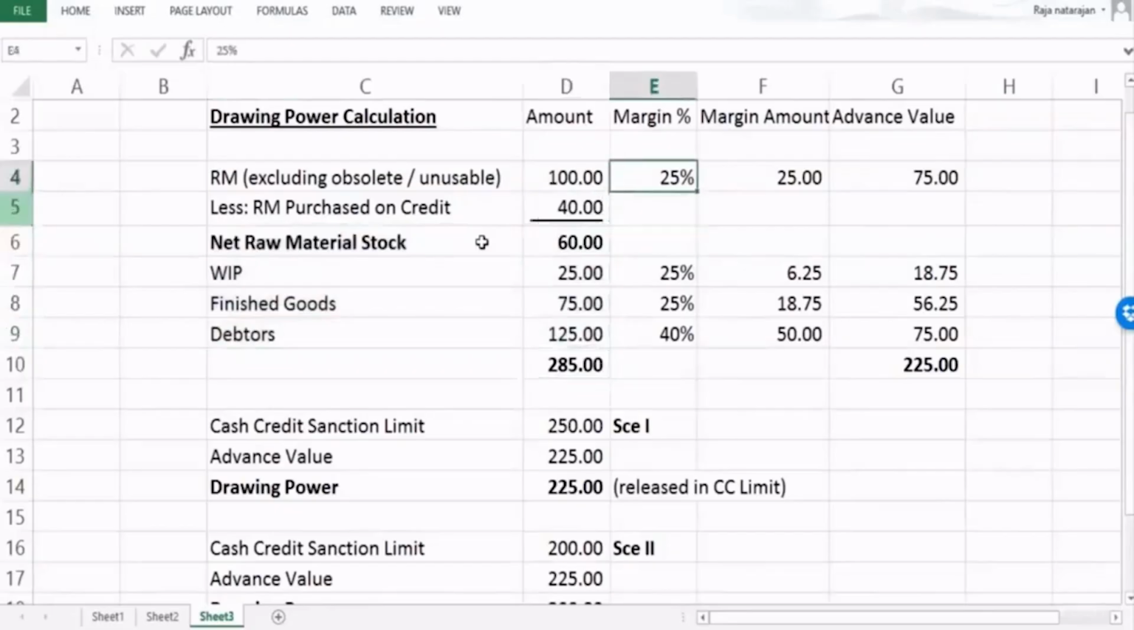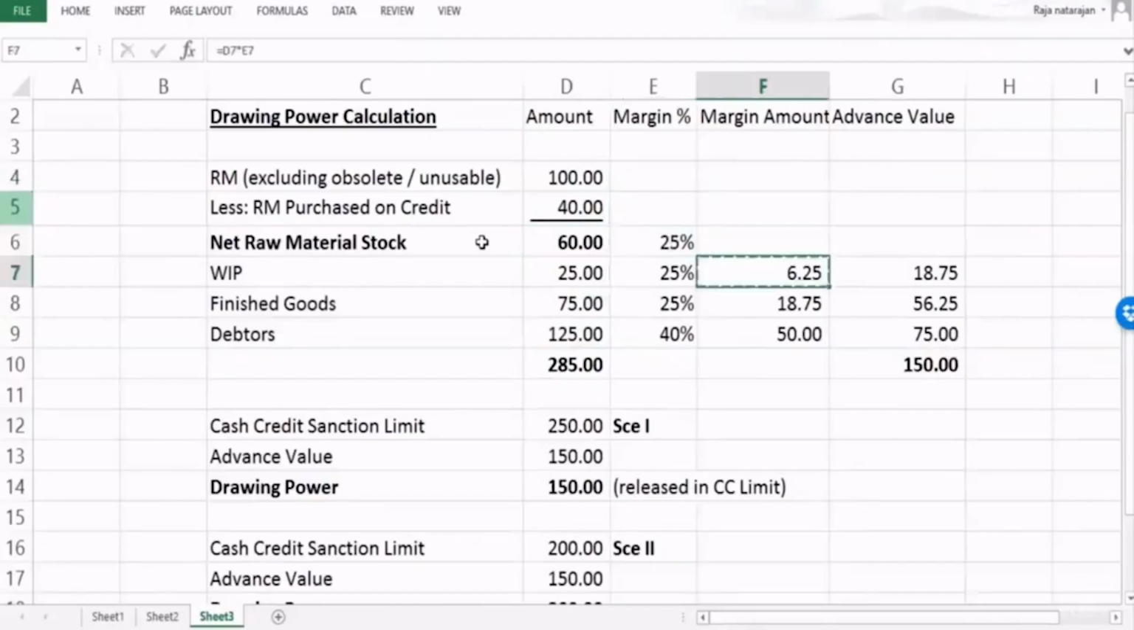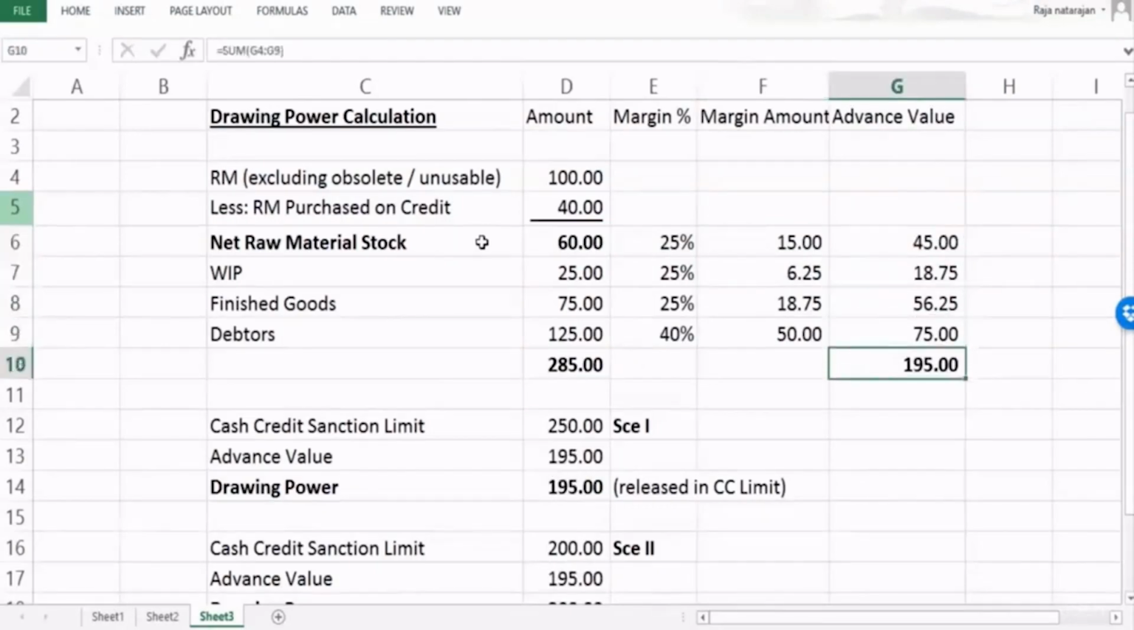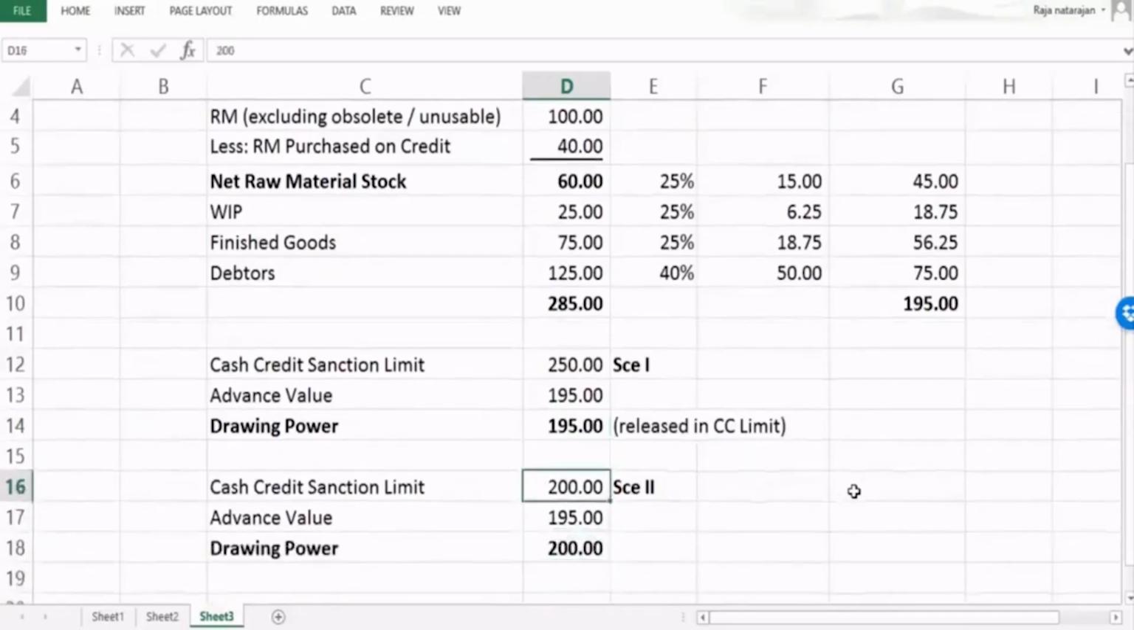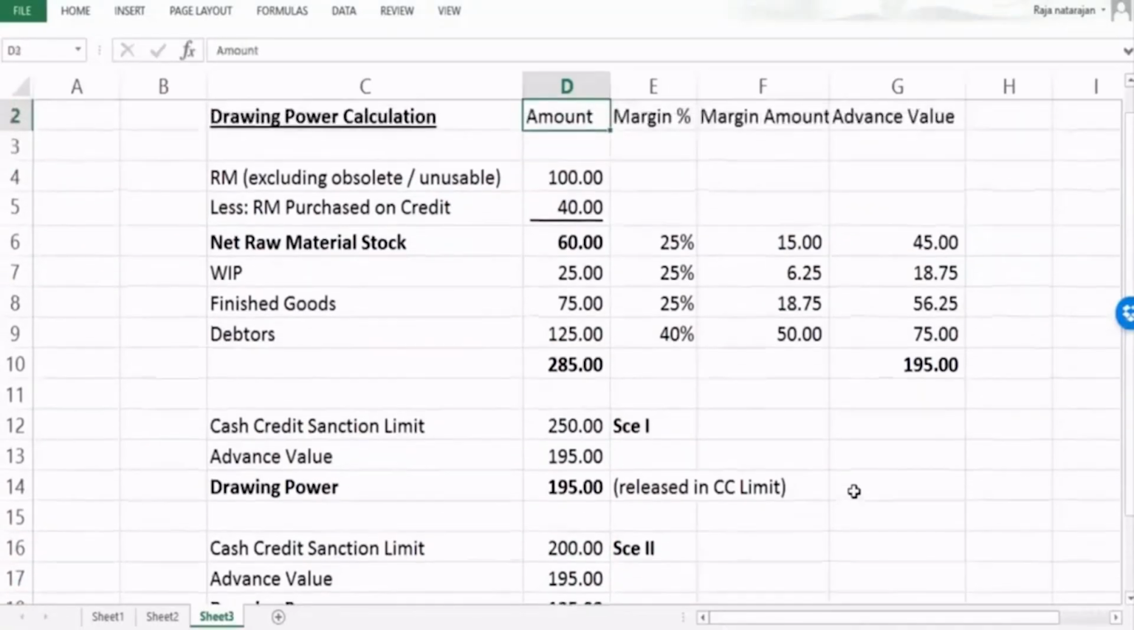So let's shift the calculation from here to here. That is 25% margin, and the margin amount is going to be 60 into 25%, 15, and the advance value is going to be 60 minus 15, 45. So if you notice, the advance value has come down. Earlier the advance value was higher, but now it has come down to 195. If the sanction limit is 250 and the advance value is 195, then drawing power will get reduced to 195. And in scenario 2, again, when the sanction is 200 and the advance value is 195, we have to go for whichever is lower, that is only 195. So that is one critical point that we have to keep in mind.